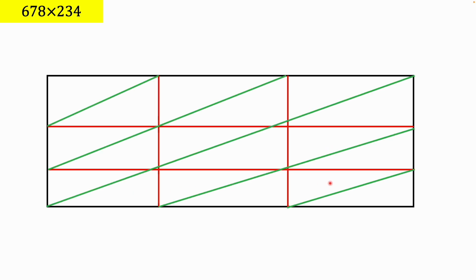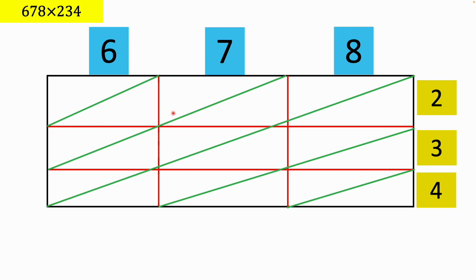Like this. Next, you draw a diagonal from here to here, from here to here, from here to here, from here to here, and from here to here. Now we write down our number. We have 6, 7, 8 times 2, 3, 4. So we multiply 6 times 2 is 12.